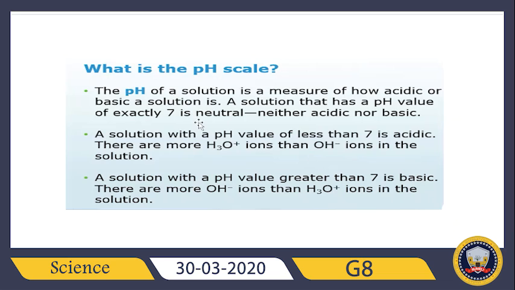So for example, as we said, if the number of the hydronium ions is equal to the number of the hydroxide ions, then this solution is called what? It is called a neutral solution, and the pH value here will be exactly 7. Okay.